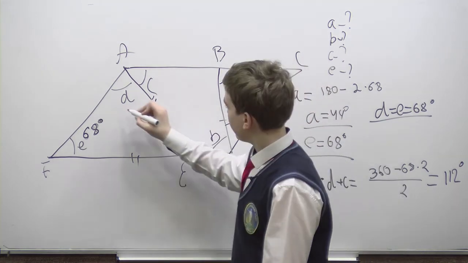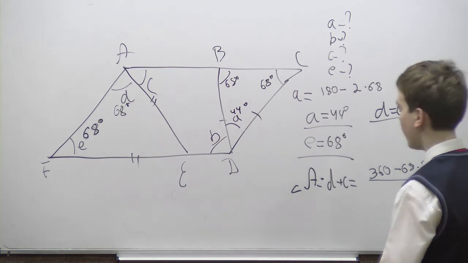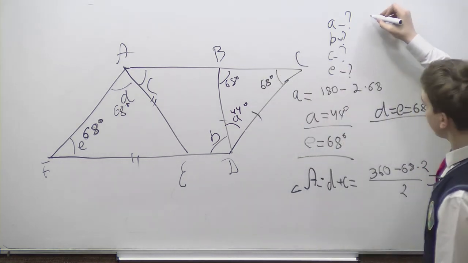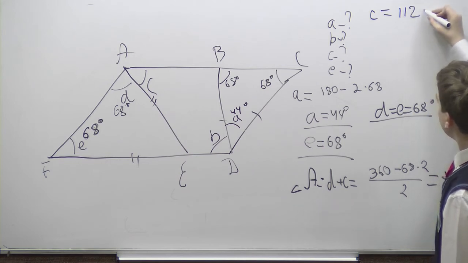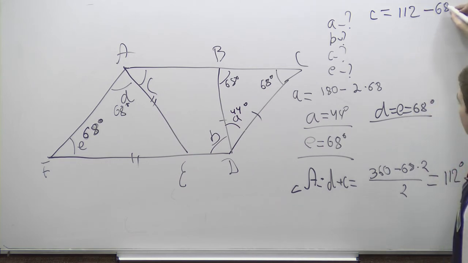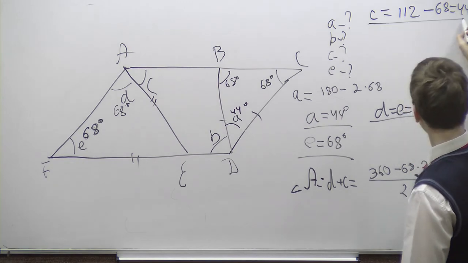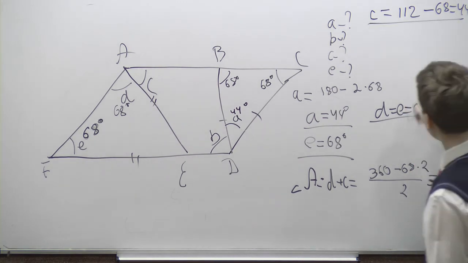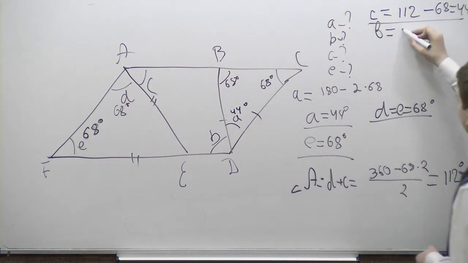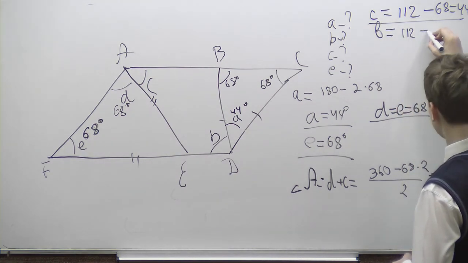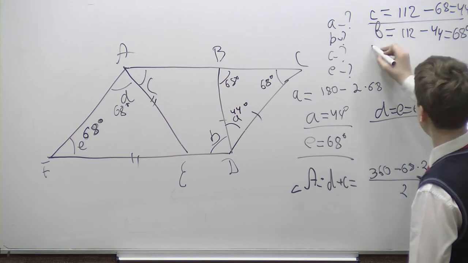So I can write that angle D is equal to the 68 degrees, and now angle C is equal to the 112 minus 64. It's equal to the 44 degrees. And here's the answer, and the last B is equal to the 112 degrees minus 44 degrees. This is equal to the 68 degrees. That's the last answer.